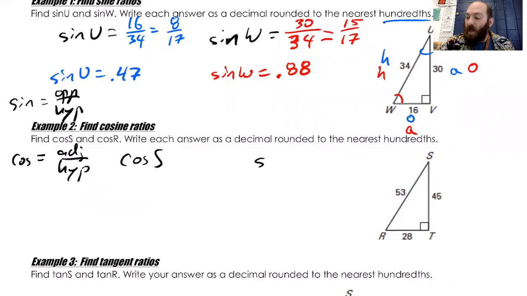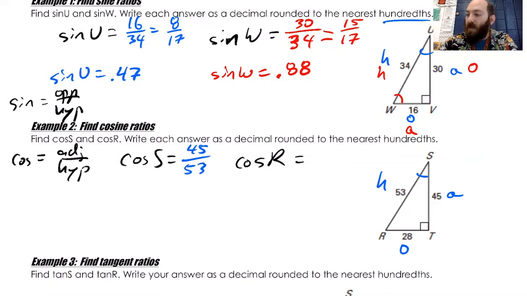Okay, so again, if I do cosine S and cosine R. For my reference for S, this is opposite, this is adjacent, that's hypotenuse. I'd be saying this a lot today. For cosine I'm doing adjacent, so I need an adjacent side, which is 45. Hypotenuse is 53. Then for R, if I use that as a reference, this is going to be opposite over here. That'll be adjacent. Hypotenuse is still the same. So in this case, my adjacent is 28, and hypotenuse is still 53.